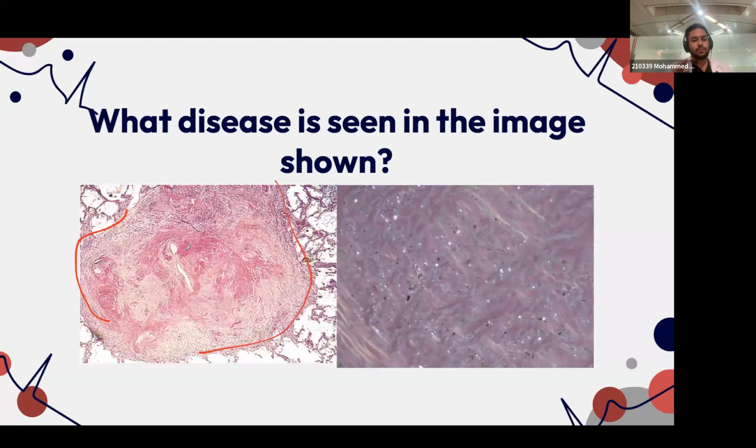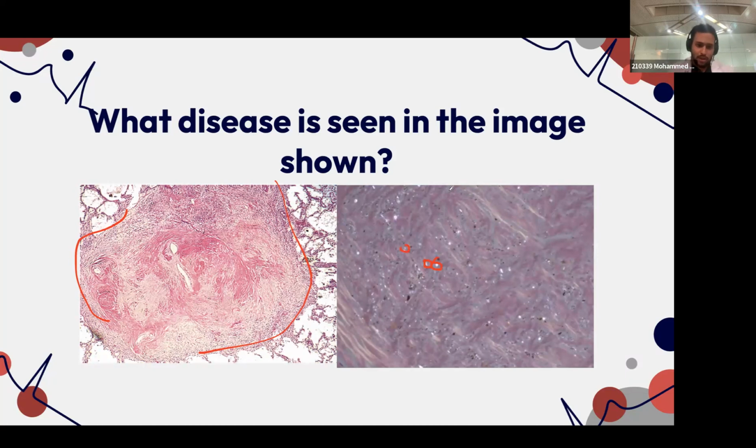Now, what's on the other image? Can someone tell me what this other image is? Birefringence again. What was the other birefringent thing that we mentioned? Amyloidosis. Good. So you'll have these silica nodules, these shiny little silica nodules. These are the birefringent patterns that you can see in silicosis.